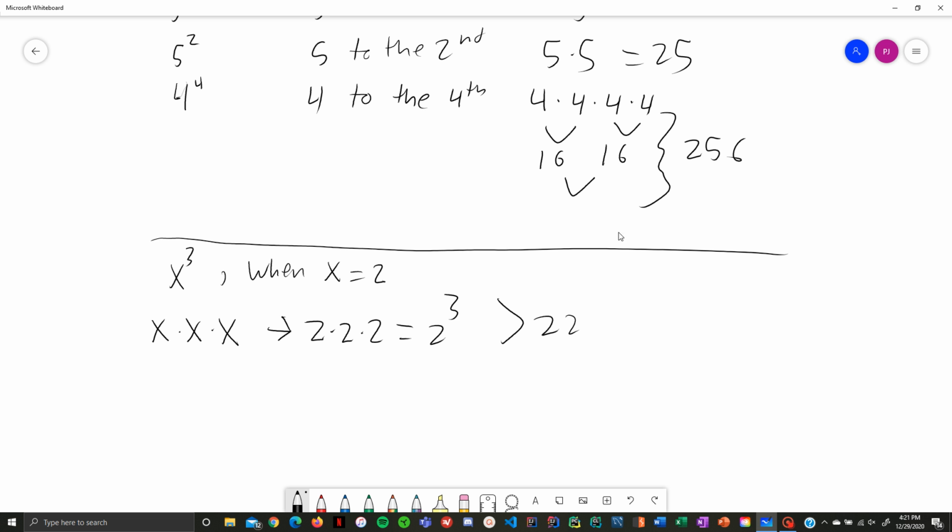Well, 2 times 2, let's write this out one more time. 2 times 2 times 2. 2 times 2 is 4, and then when you multiply it by 2 once again, you get 8.